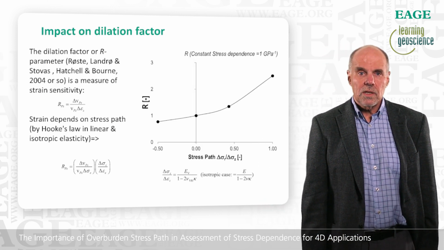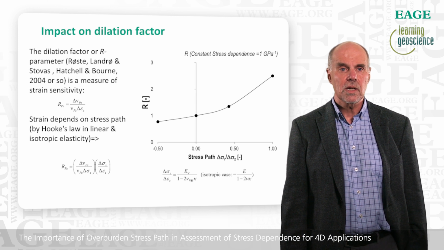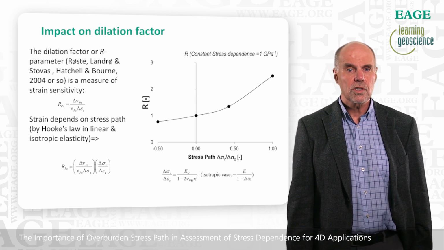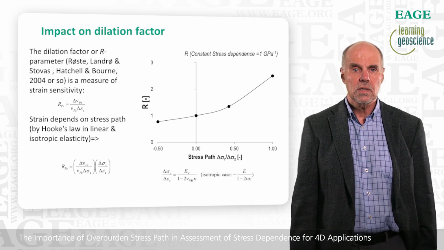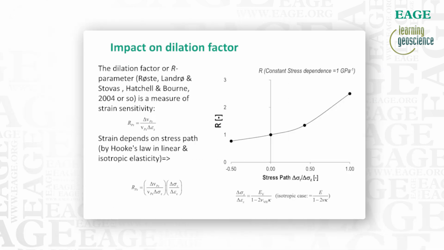Let me dwell a few moments with the dilation factor, or the R parameter, that is quite popular in use in 4D seismic interpretation. It stems from work of Røste and co-workers and by Hatchell and Bourne, presented in 2004 at an EAGE conference, and is a measure of the strain sensitivity. The R factor is the relative velocity change divided by the strain. But the strain is a static quantity that depends on the stress path, and we have that from Hooke's law. So if we shift around a little bit the terms of the R factor, we find that it is the stress sensitivity. You see that in the right corner on this slide.